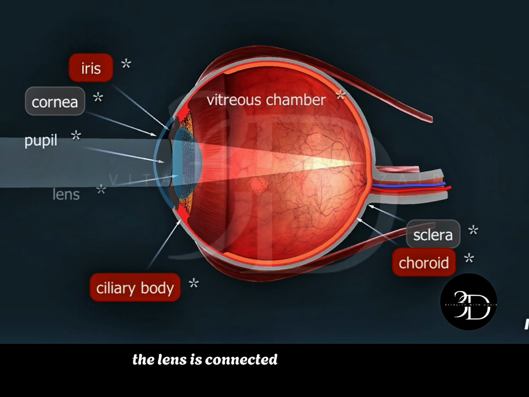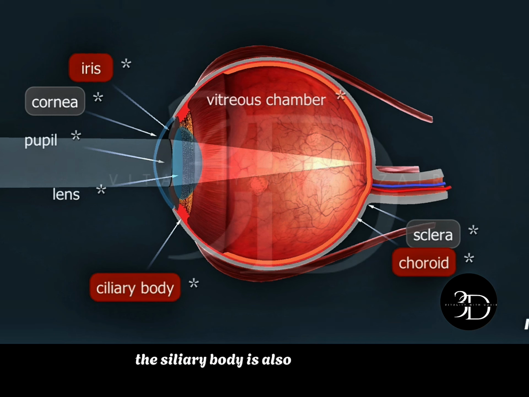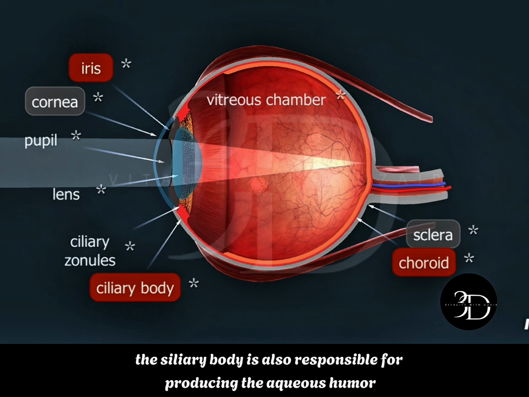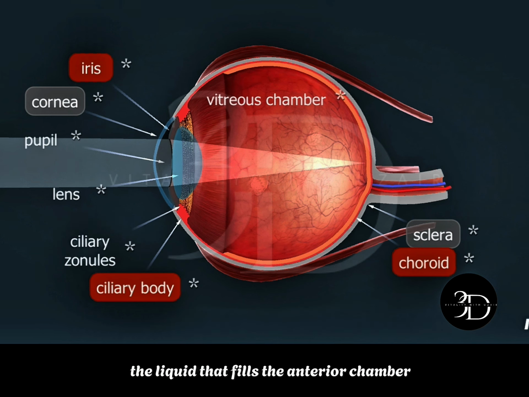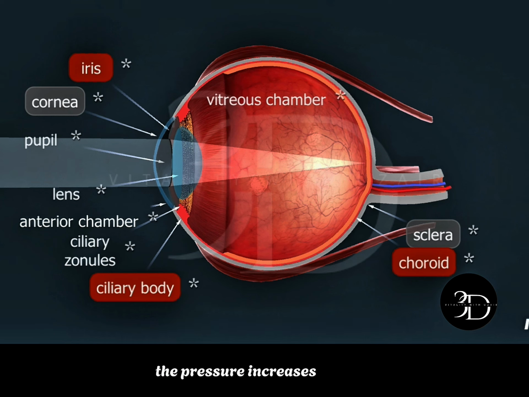The lens is connected to the ciliary body through the ciliary zonules. The ciliary body is also responsible for producing the aqueous humor, the liquid that fills the anterior chamber. If the drainage of the aqueous humor is insufficient, the pressure increases in the eye, which causes glaucoma. In serious cases, it may lead to blindness.